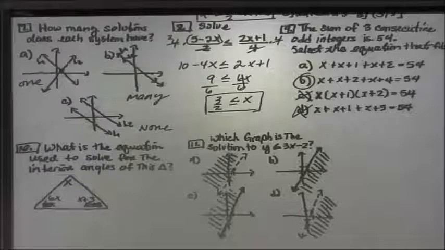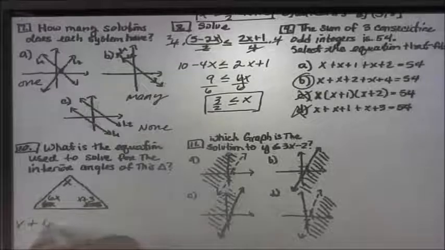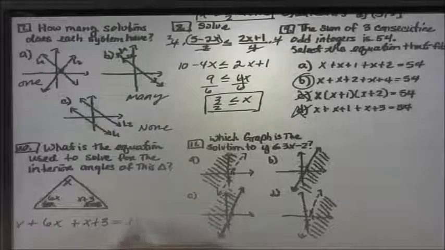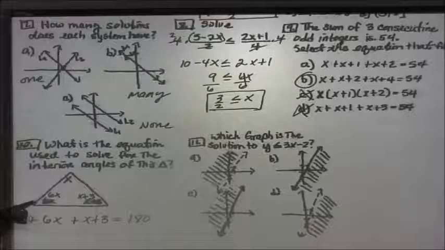Number 10. It says, what is the equation used to solve for the interior angles of this triangle? They asked us for the equation. Okay, go ahead and tell it. Okay, so x plus 6x plus x plus 3 equals 180. Not 90. They're going to throw that on you too. Not 90. It has to be 180. We just have to remember that you have to add these things up, and it has to equal 180.